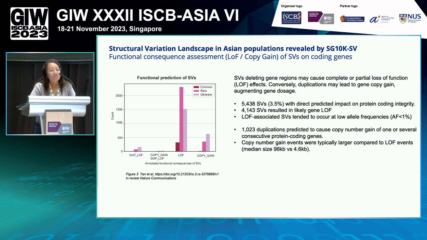When we look at duplications, we found around 1,000 duplications that may cause copy gain in one or more of the protein coding genes. So this will actually cause gene dosage changes. And then we also found that copy number gain events tend to be larger compared to loss of function events.